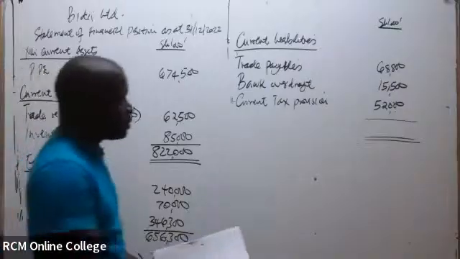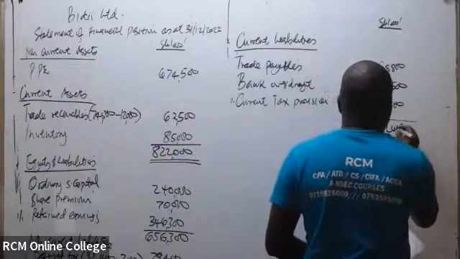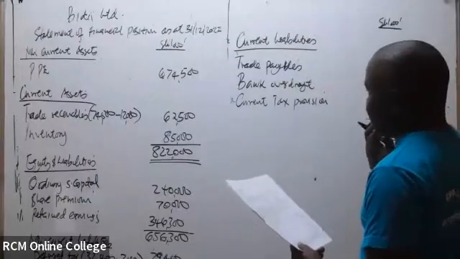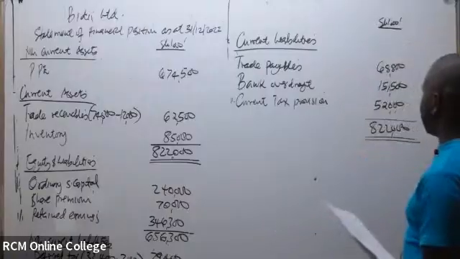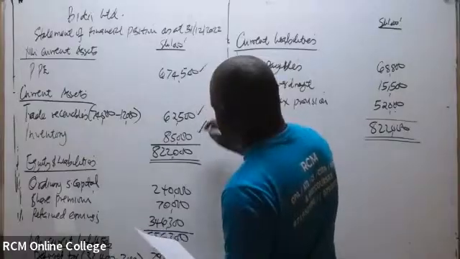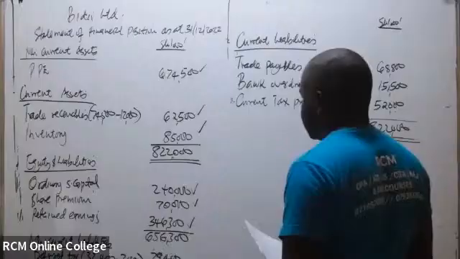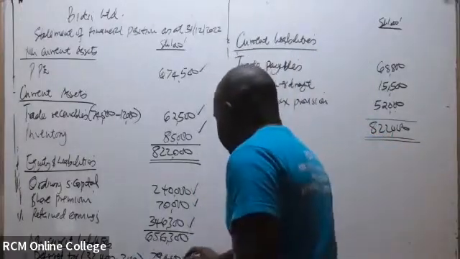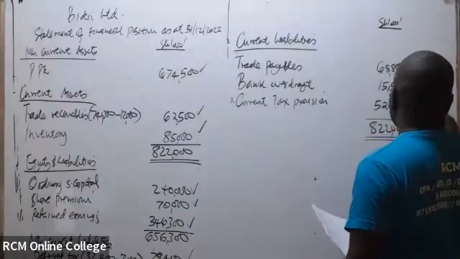$822 million. So 822 million. That particular statement of financial position was 10 marks. It means for each and every entry you make, you get 1 mark. Every correct entry you make, you get 1 mark. So 1, 2, 3, 4, 5, 6, 7, 8, 9, 10. You would have gotten 10 marks.